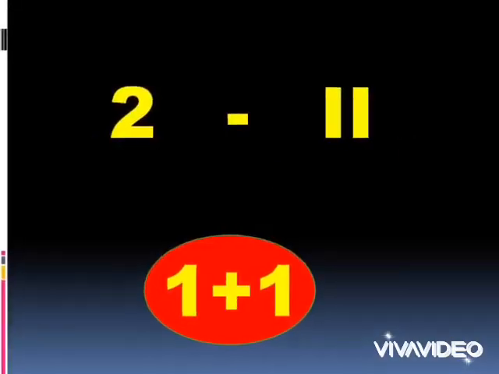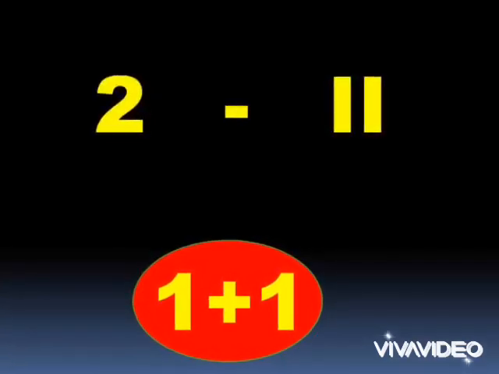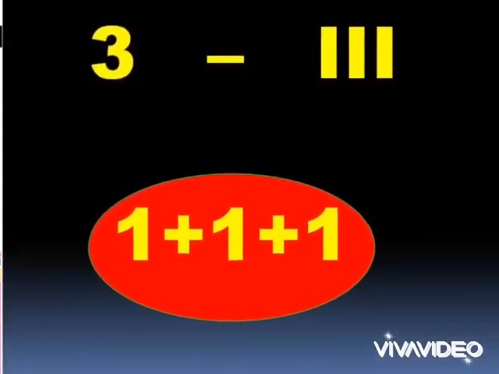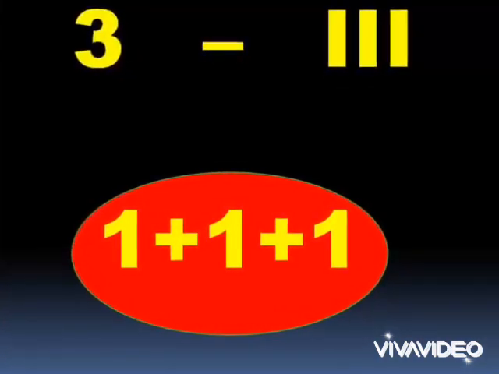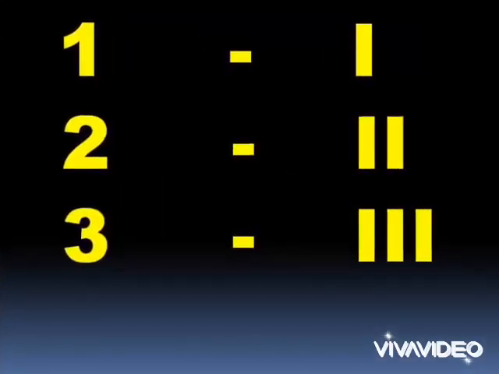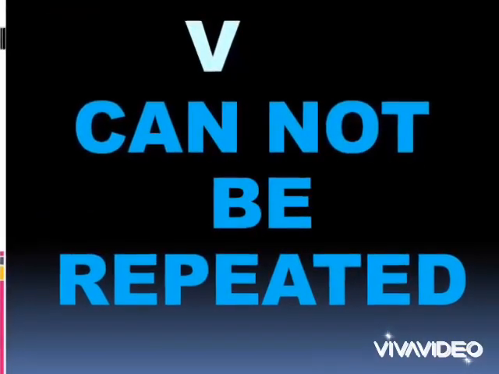One is written as I. This is what we have learned just now. 2 is represented as II. That means 1 plus 1, 2. 3 is written as 3 times I. That means the value of I is added 3 times. So 1 is written as I, 2 is written as double I and 3 is written as triple I in the Roman numeral system. V cannot be repeated.